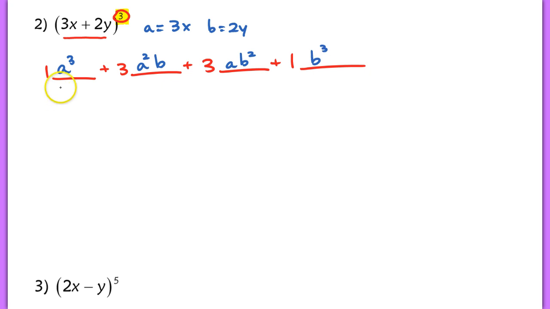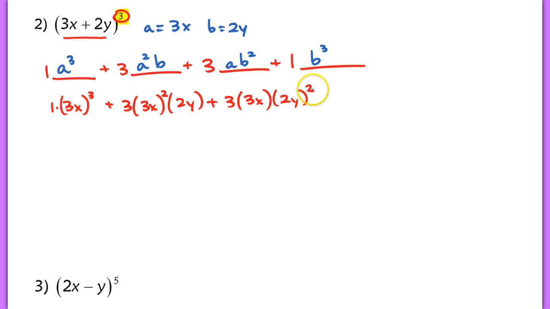After that, now we just make our substitutions. So I have 1 times 3x, the whole quantity cubed. Make sure you're putting that in parentheses, because I'll see students who just write it as 3x cubed, and then they don't get the right coefficient in front of this term. Okay, so the next term will be 3 times 3x squared times 2y, then plus 3 times 3x times 2y, the quantity squared, and finally plus 1 times 2y cubed. So I'm just dropping that 1 since I know that it's not going to change much there.